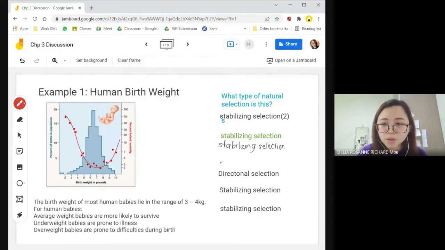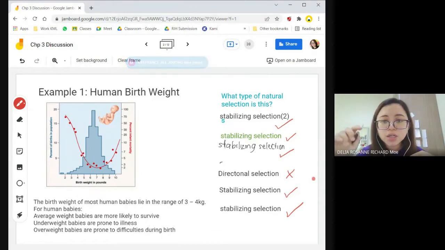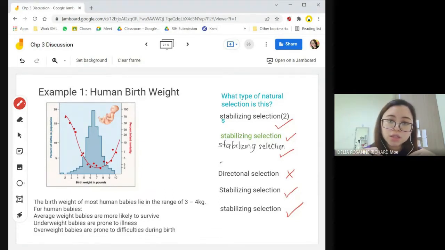Example one, human birth weight. I ask you what type of natural selection is this? Correct, it is a stabilizing selection. So, siapa-siapa yang tulis stabilizing selection? Betul. It's not directional selection. Sebab kalau directional selection, dia akan pilih phenotype, satu phenotype yang extreme. Phenotype yang intermediate dan phenotype extreme yang satu lagi akan kurang chance untuk survive. Okay, so the directional selection is wrong.